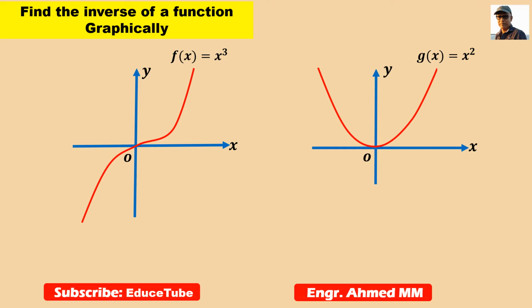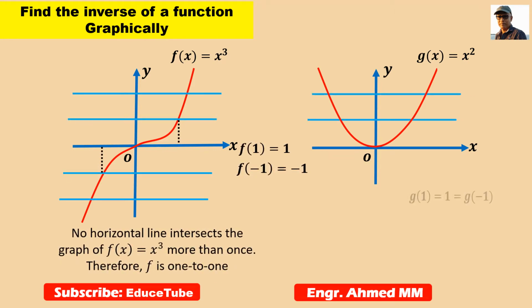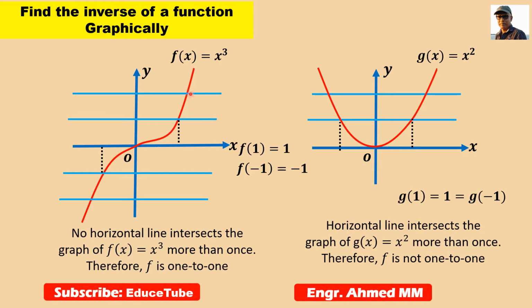To do this, here I have taken two graphs. If I draw the horizontal line, we can see that this horizontal line intersects this curve at one point. This line also makes only one intersection on this curve y equals x cubed. But when we go for y equals x squared, the horizontal line intersects this curve at 2 points. Here also this line intersects at 2 points. But here everywhere only 1 point.